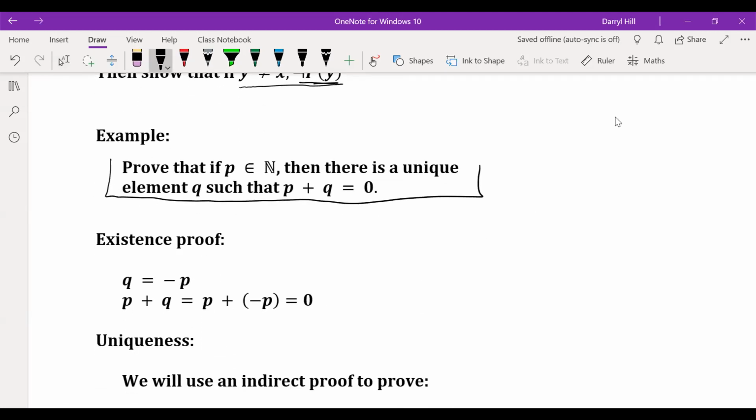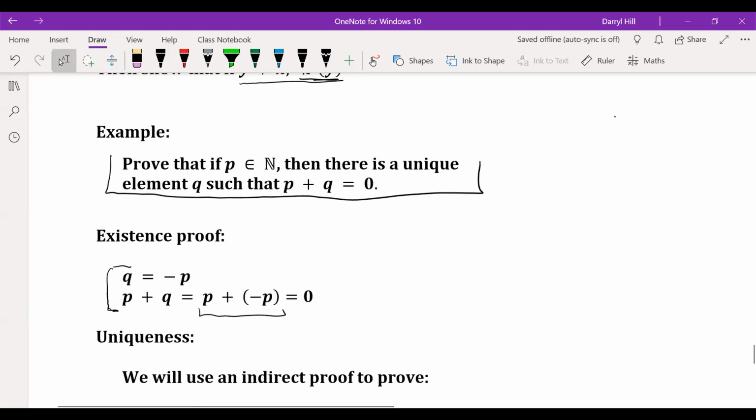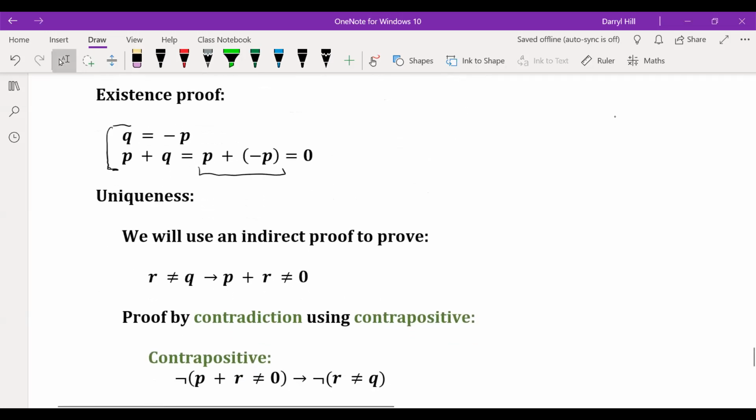So the existence proof is fairly straightforward. We just take Q equal to negative P, and then P plus negative P is equal to 0. So we've shown that there exists this element. So we found it, Q. But now we want to show that if we have some other element that's not equal to Q, then it does not fit the bill of being an element that we can add to P and be equal to 0.